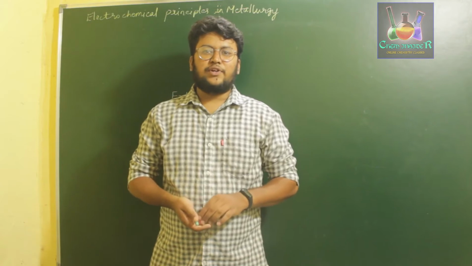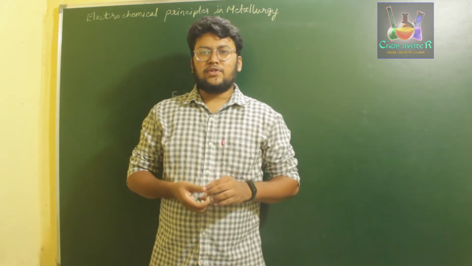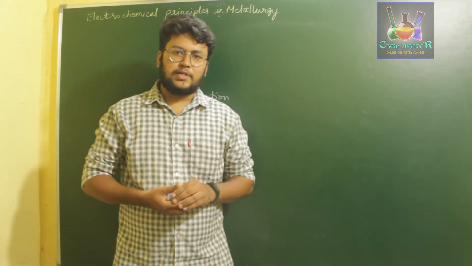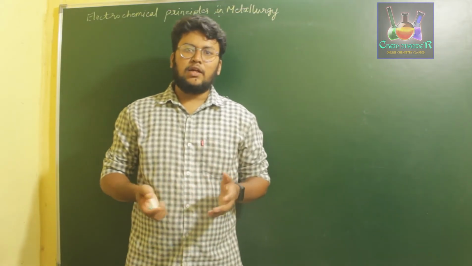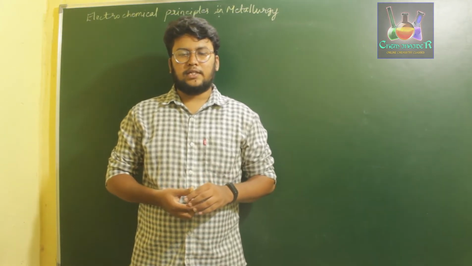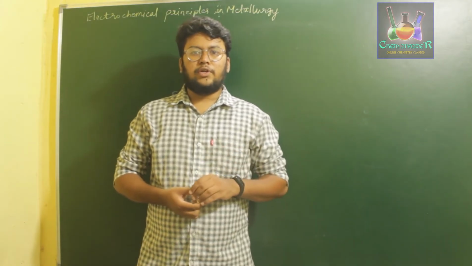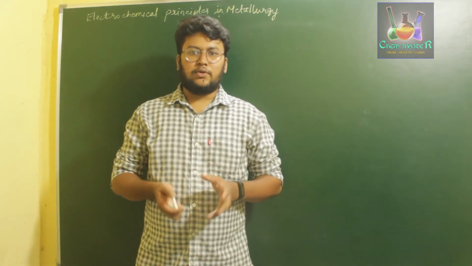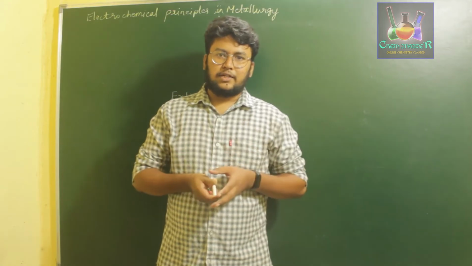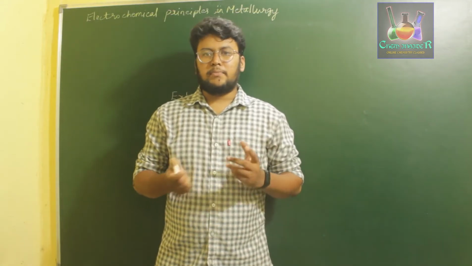So in today's class we are going to discuss the uses of electrochemical properties in metallurgy. In the previous classes we discussed how to extract a metal using the Ellingham diagram or reducing property, etc. Now in this class we are going to extract metal with respect to electrochemical principles. That is, we are using electric current in order to extract metal from its metal ore.